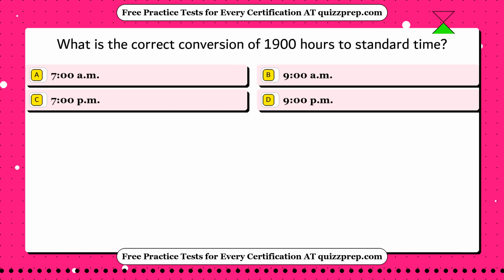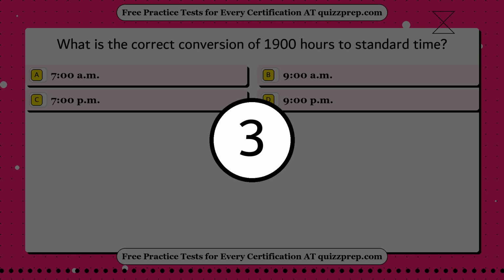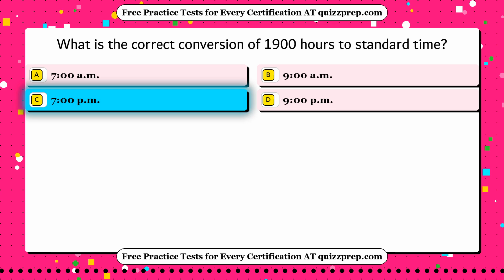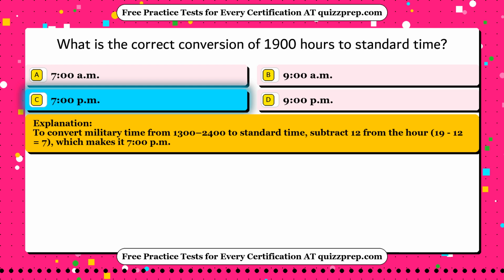Question 57. What is the correct conversion of 1900 hours to standard time? Option A, 7 a.m., option B, 9 a.m., option C, 7 p.m., option D, 9 p.m. The correct answer is option C, 7 p.m. To convert military time from 1300 to 2400 to standard time, subtract 12 from the hour. 19 minus 12 equals 7, which makes it 7 p.m.